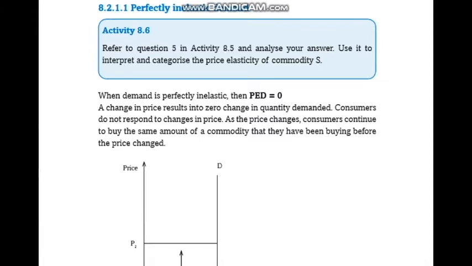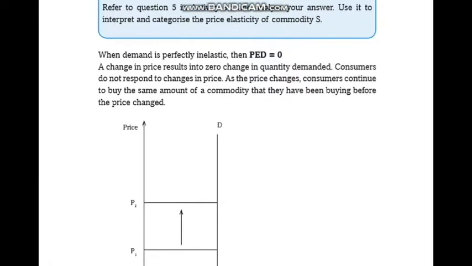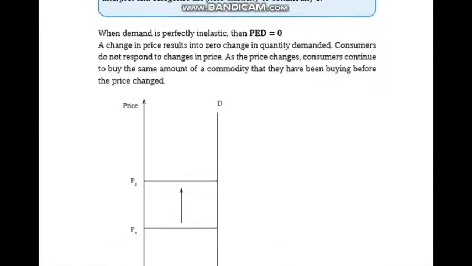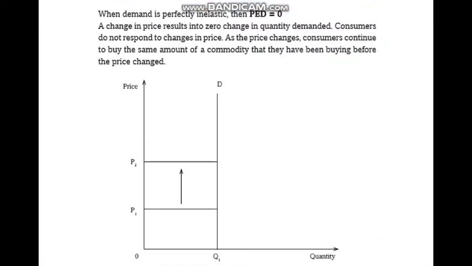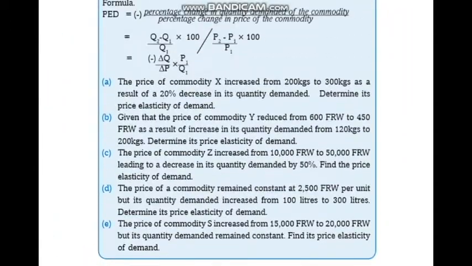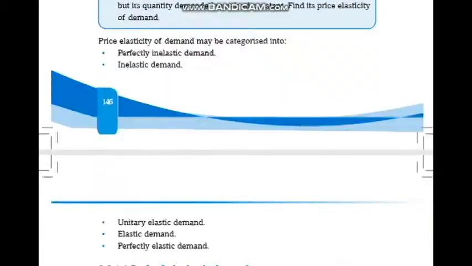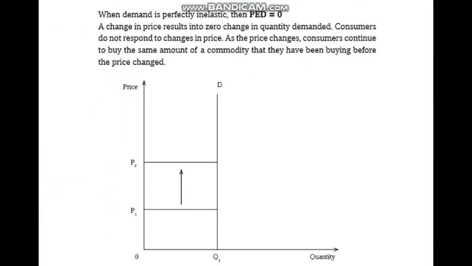Refer to the examples we gave above, the activity we saw, and analyze your answer. Use it to interpret and categorize the price elasticity of commodity S. So when demand is perfectly inelastic, then PED equals 0. That is why they said refer to question 5 we saw above in the examples. If the price elasticity of demand you found equals 0, then it is perfectly inelastic.